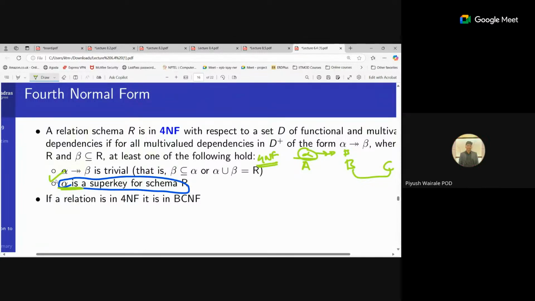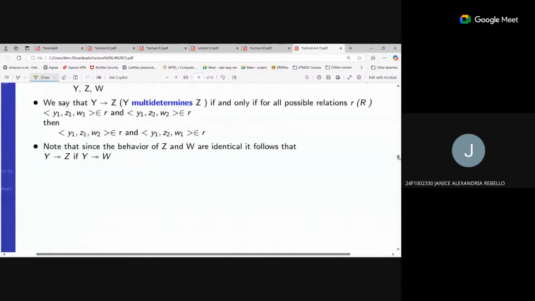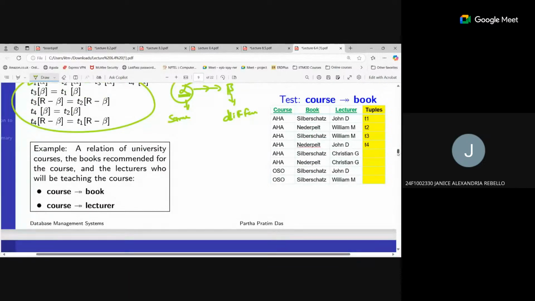So when we say alpha is a super key of the schema, what does it mean? Alpha determines all the attributes from the relation R, right? So in that case, alpha will be a unique one. But here, if we apply alpha multi-determines beta, I will check with this condition. But sir, just now when you did the swapping, the swapping shows that it determines all the tuples in the table, isn't it, even after swapping?